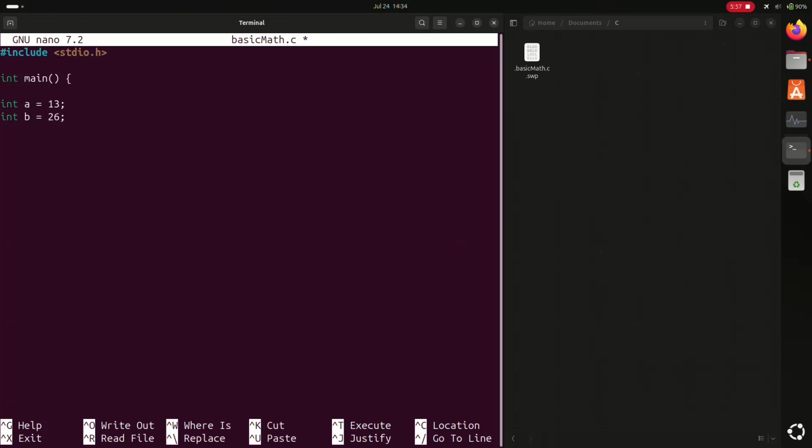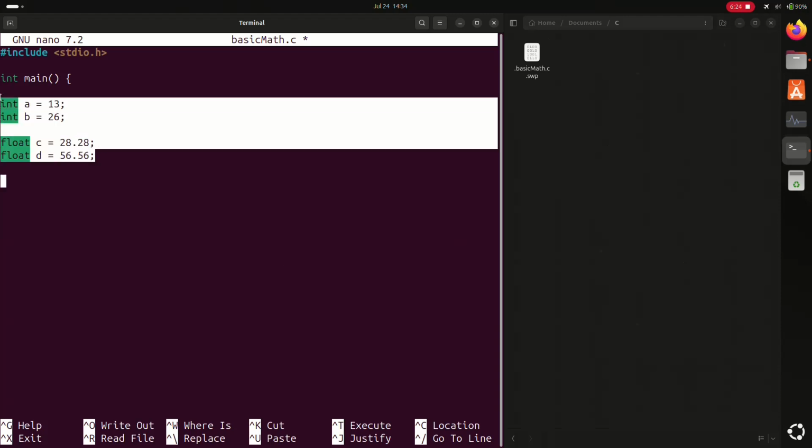Then I'm making some float numbers. float c equal to 28.2, float d equal to 56.56. I've written some numbers. There is float and integer number.